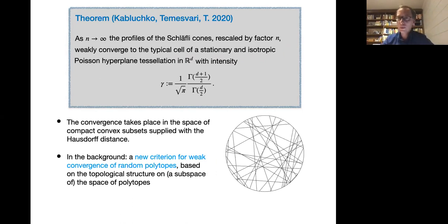It is not the cube, as Cover and Efron claimed. It's a more difficult object, and in fact, it's not a deterministic object. It's a random object as well. And so what is this limiting object?